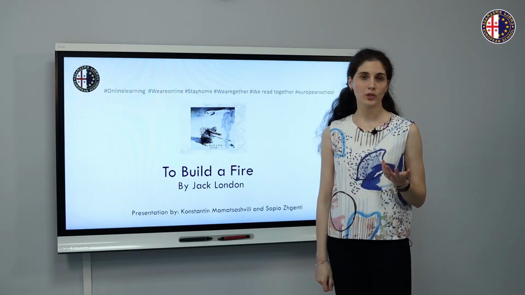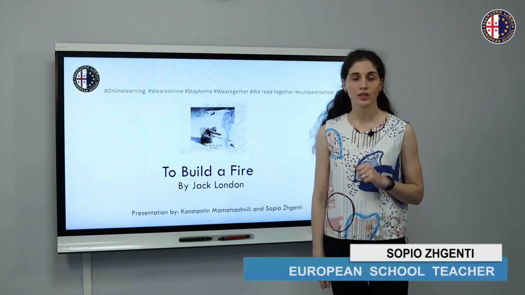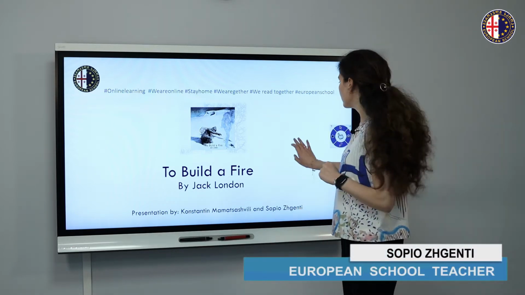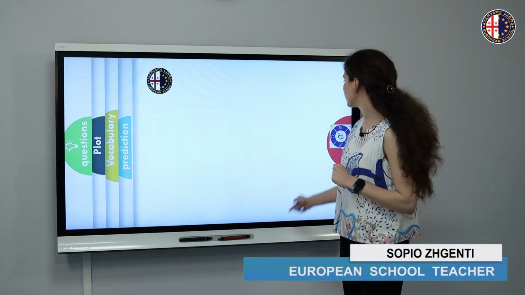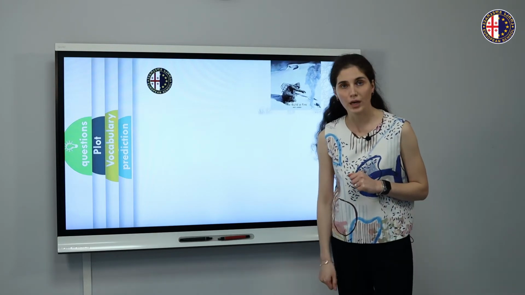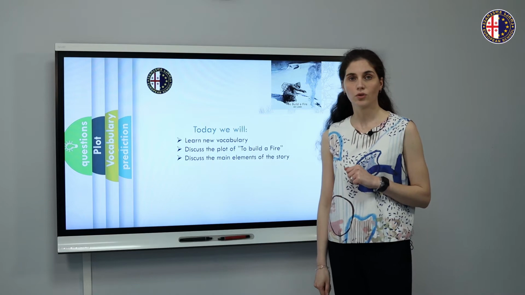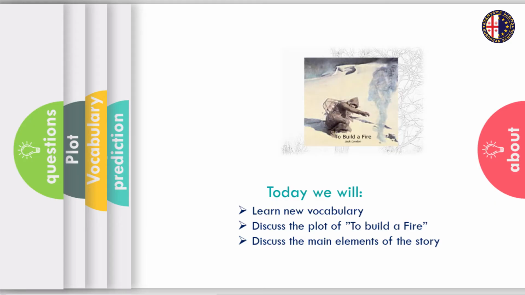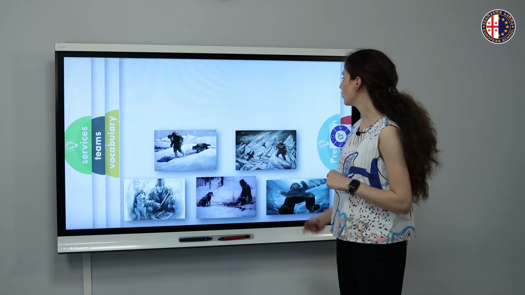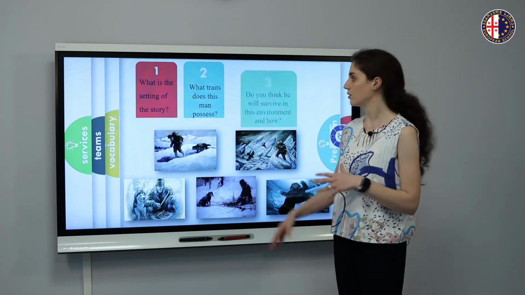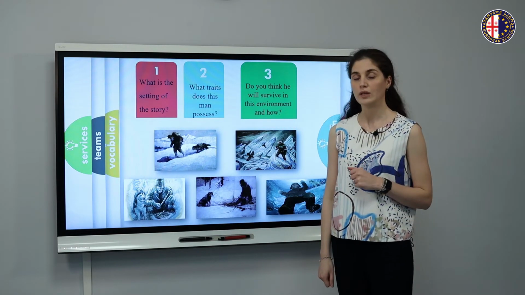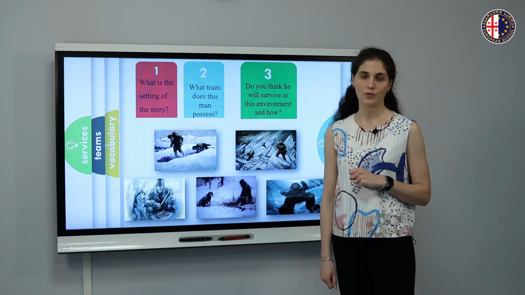Again, today we are going to discuss one of the short stories by Jack London, To Build a Fire. In today's class, you are going to learn new vocabulary, discuss the plot of the story and the main elements of the story. Before we start with the vocabulary, I would like you to look at the pictures that I have chosen for you. These pictures are taken out from the story.